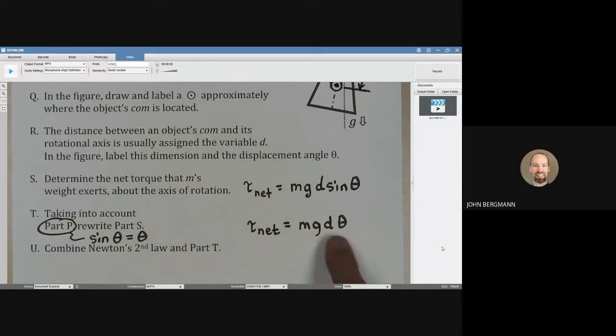This is not d theta. This is not a tiny little theta. This is that length d multiplied by the angle theta.